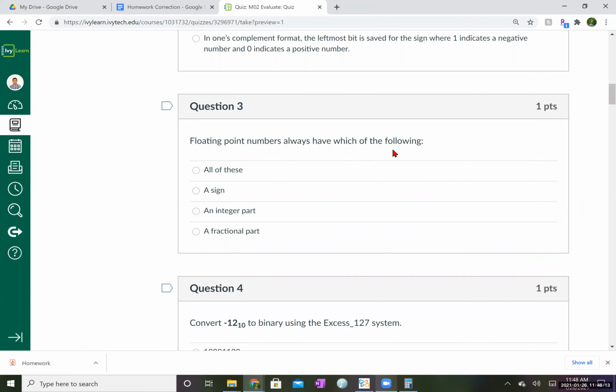Floating point numbers have which of the following? What do you think? All of these? Yes, all of them, right? You have the integer part, you have the sign, and you have the fractional part.